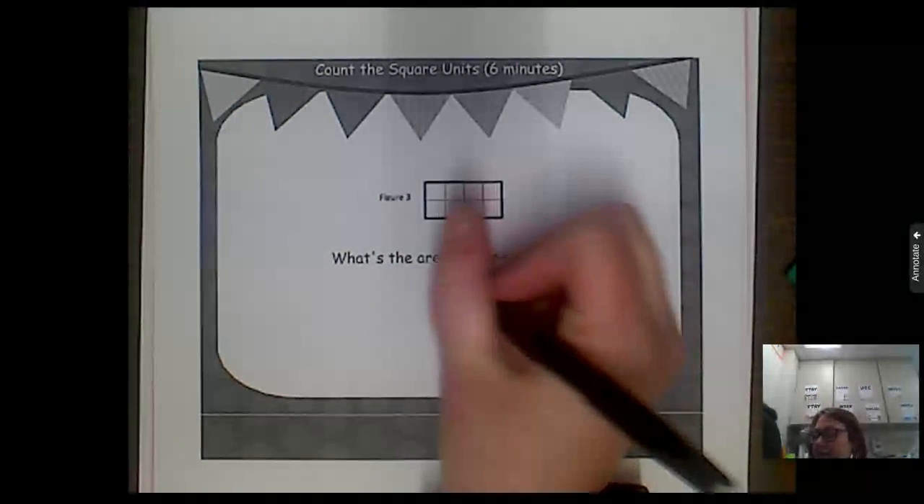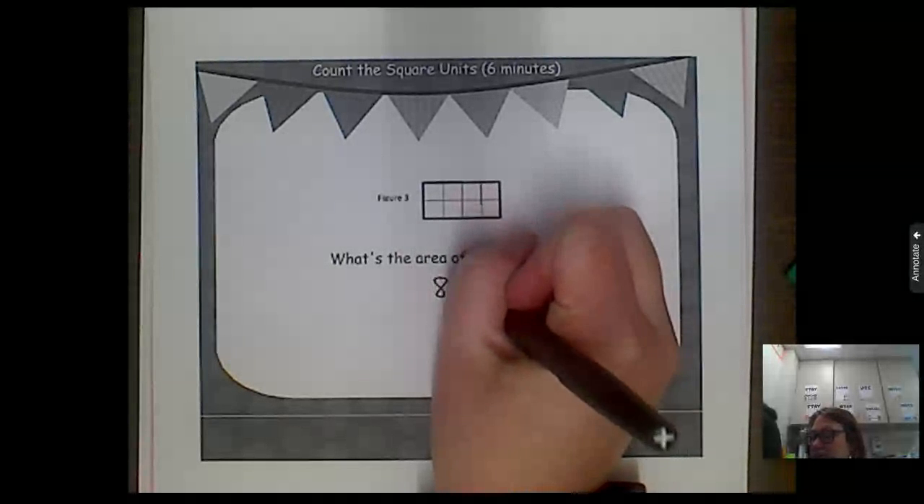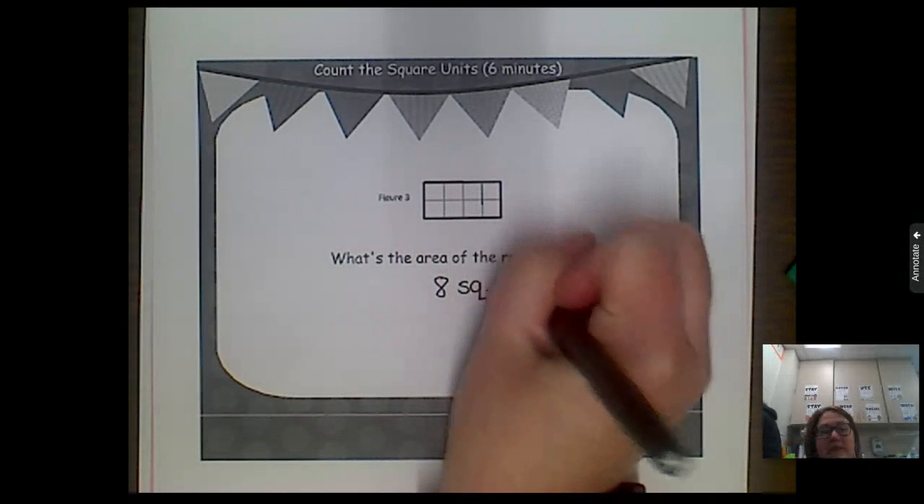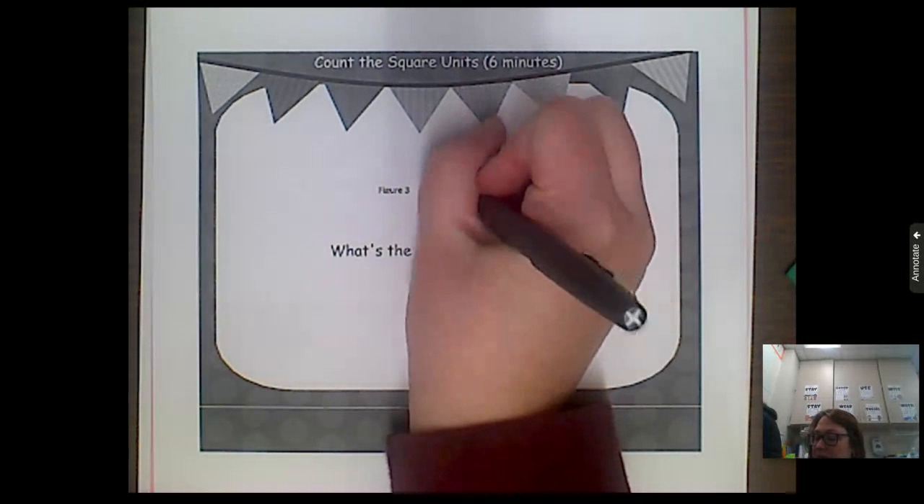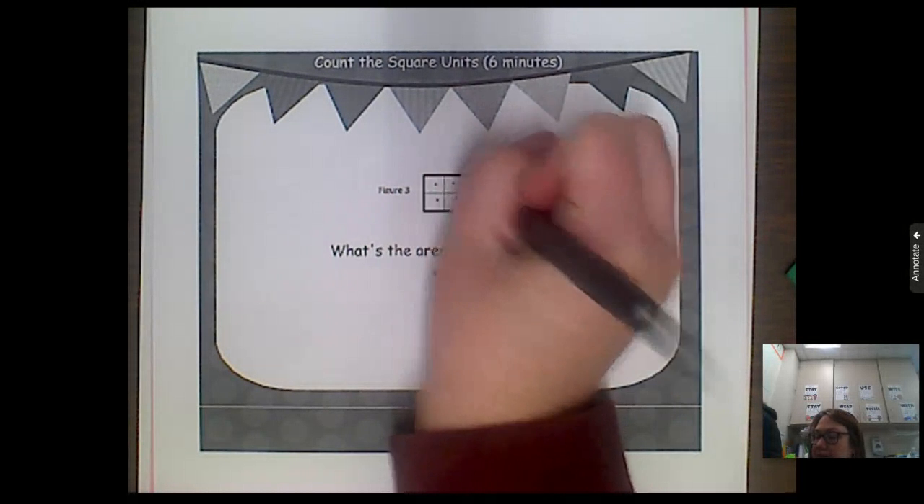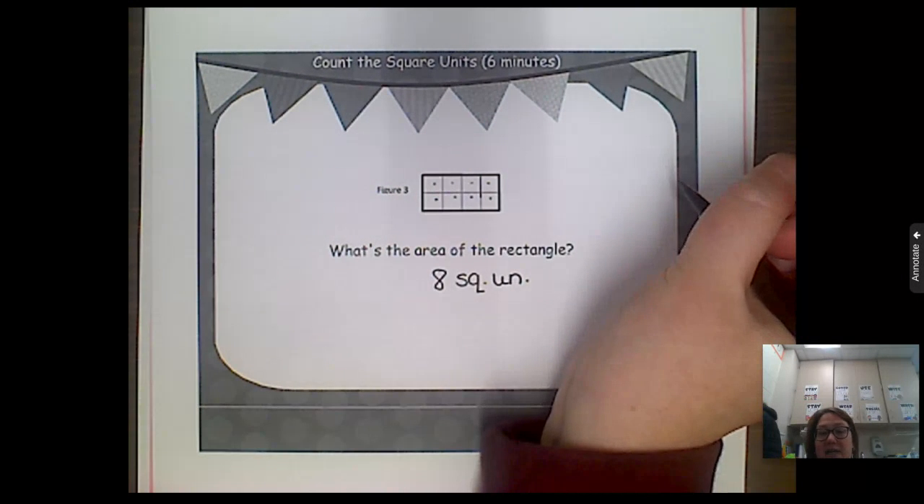Did you find that the area was 8 square units? And which method did you use? Did you count the squares? Did you multiply the side lengths? If we count the squares, we've got 1, 2, 3, 4, 5, 6, 7, 8. So that may be the strategy that you used.